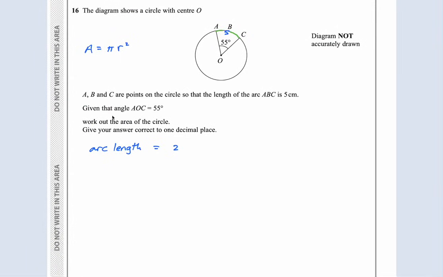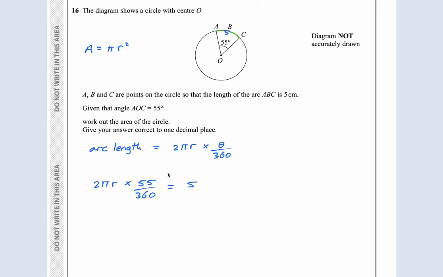Okay, so the arc length is 2 pi r. This is the full circumference of a circle. But the arc length is 2 pi r times the angle, theta, let's call it some angle, over 360, because it's this fraction of the circumference. Now we have an arc length, it's 5. So we can now say 2 pi r times theta, which is 55 out of 360. This equals 5.